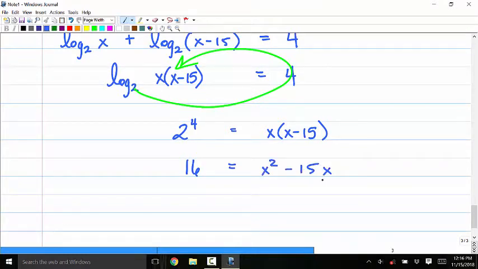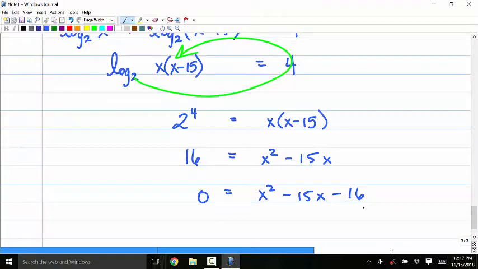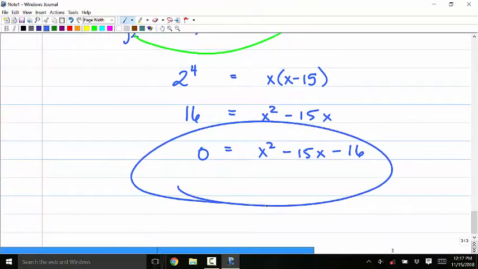How do you solve a quadratic? Subtract 16, get it equal to 0. X squared minus 15x minus 16. Now you need to factor that. Set both factors equal to 0, solve for x, and then go check.